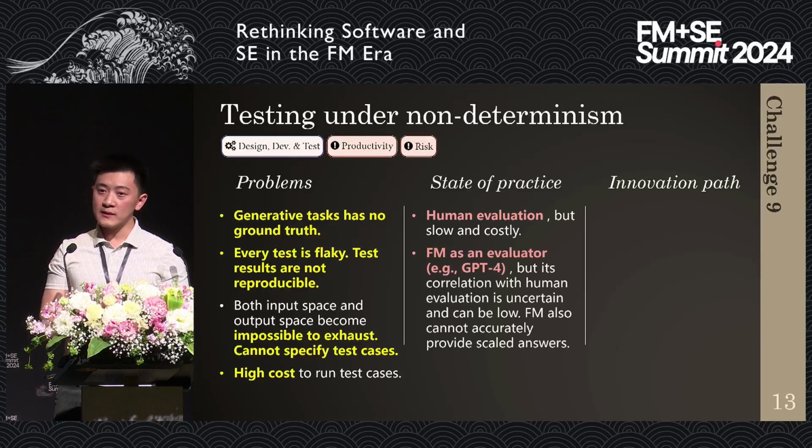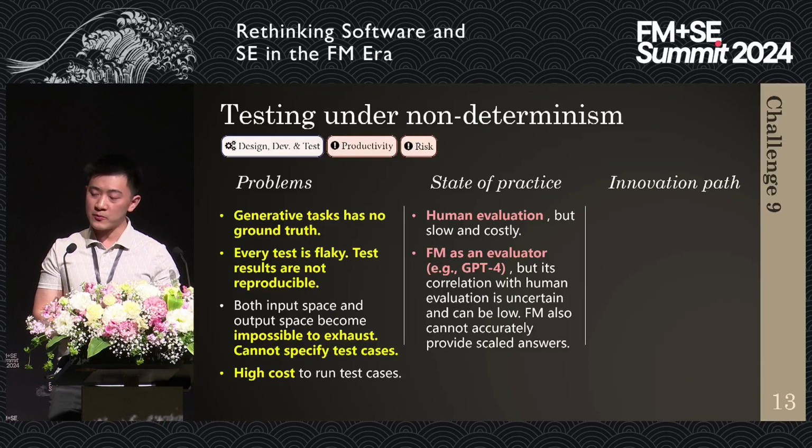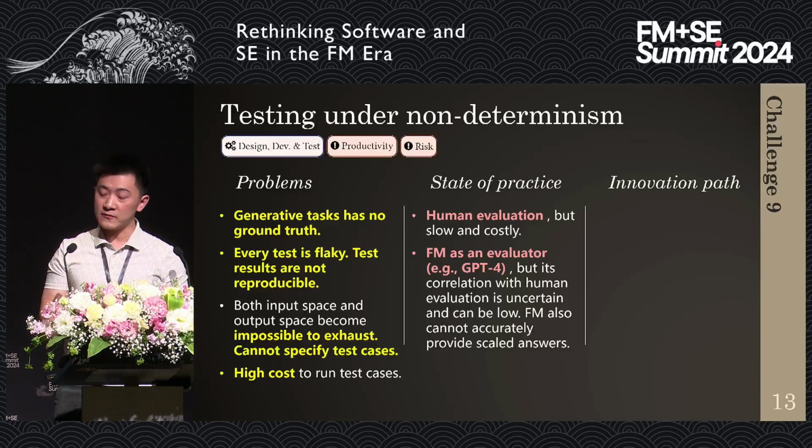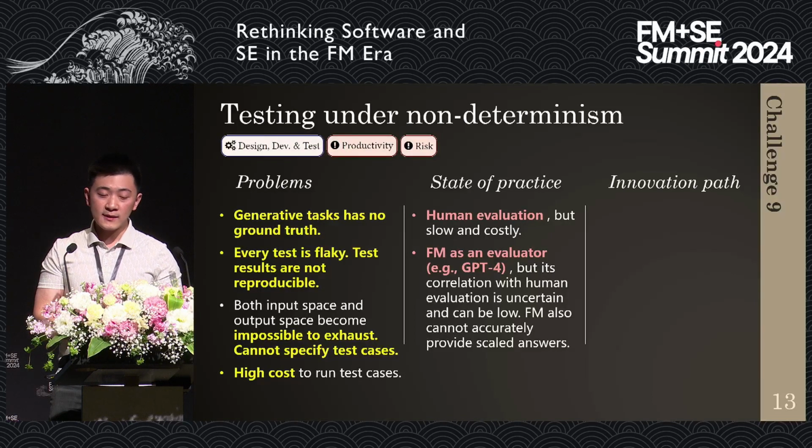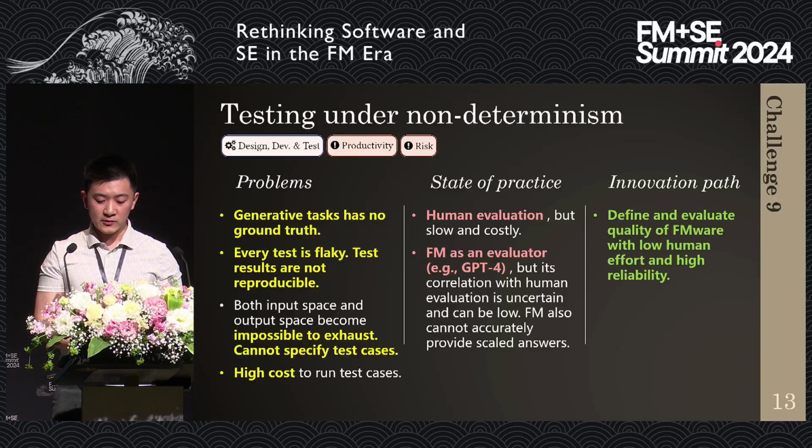There are 2 ways of doing this right now. One is that we use humans in the evaluation process, but it's very costly and very slow. Another way is we use the foundation model itself as an evaluator, for example GPT-4, to evaluate the application. This is a very common practice right now, but our worry is that sometimes it's not really well aligned with humans. We are seeing that in certain tasks, it only has about 50% agreement with human evaluation. So the path forward is to define and evaluate quality of foundation model applications with low human effort and high reliability.